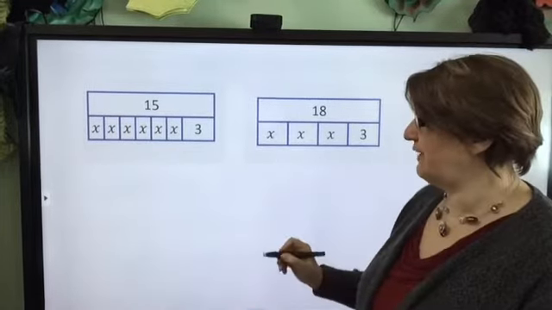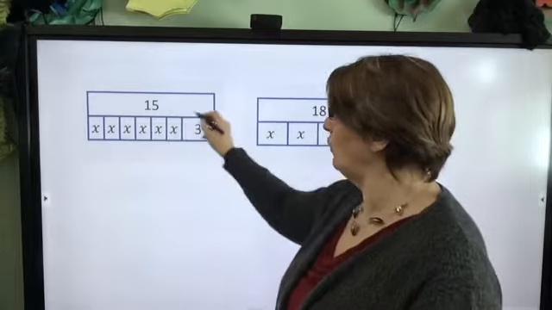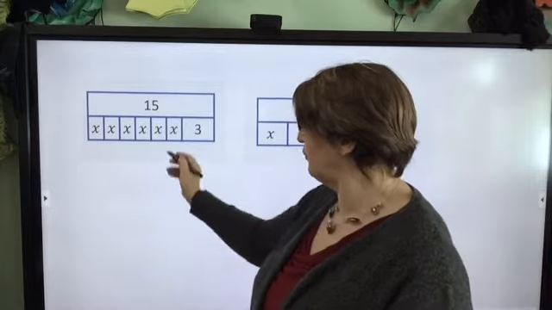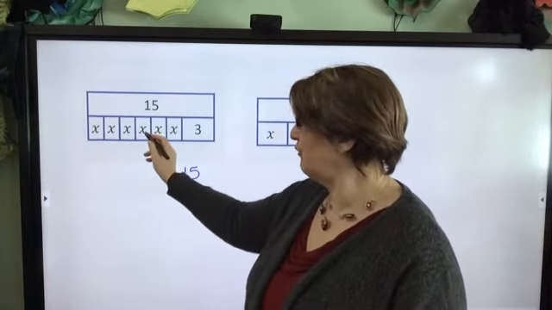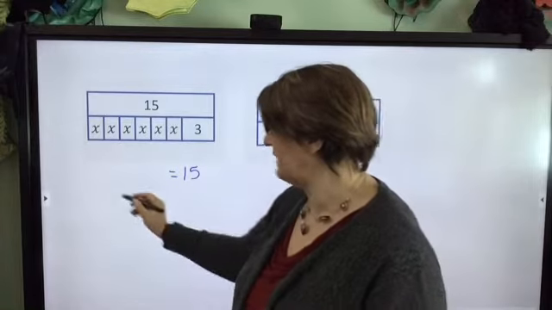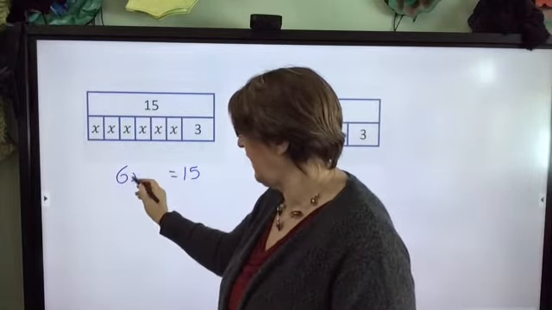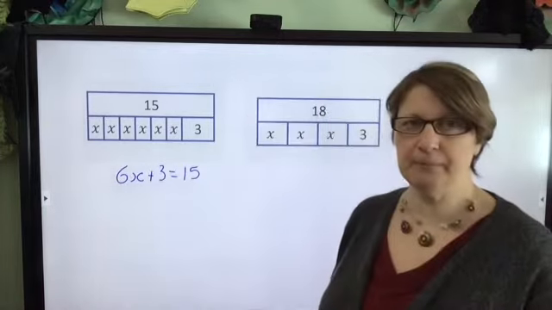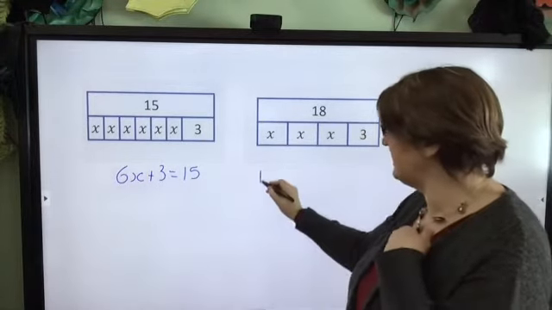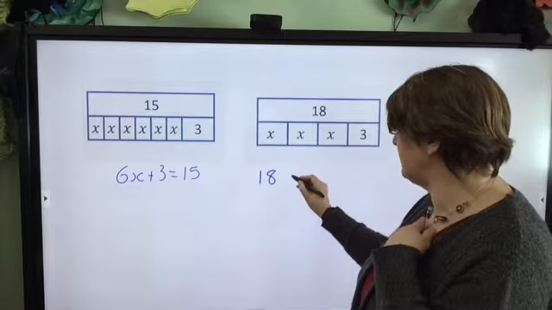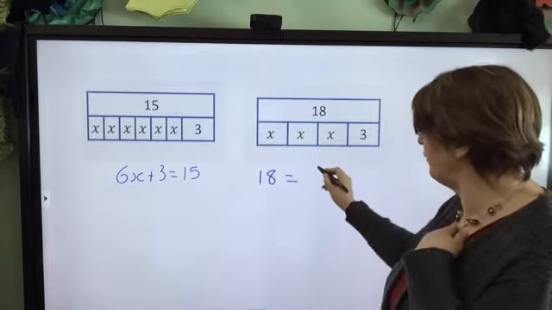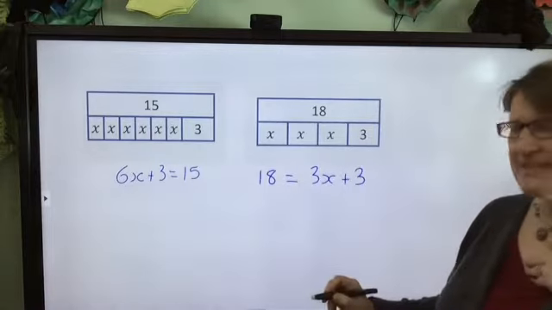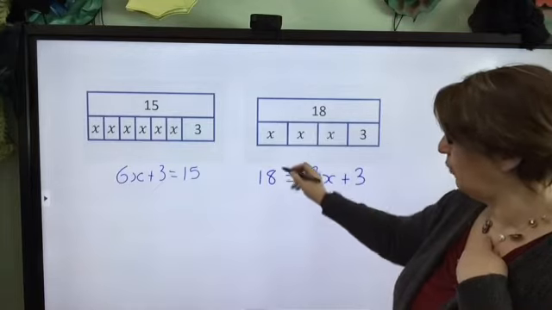So on our first equation over here, we know that whatever it is, the whole is equal to 15. So we can say we've got equals 15. And then we've got 1, 2, 3, 4, 5, 6 lots of x. So I can say 6x plus the 3 is equal to 15. So over this side I've got 18 as my whole, and I can write 18 is equal to 1, 2, 3, 3x plus 3.